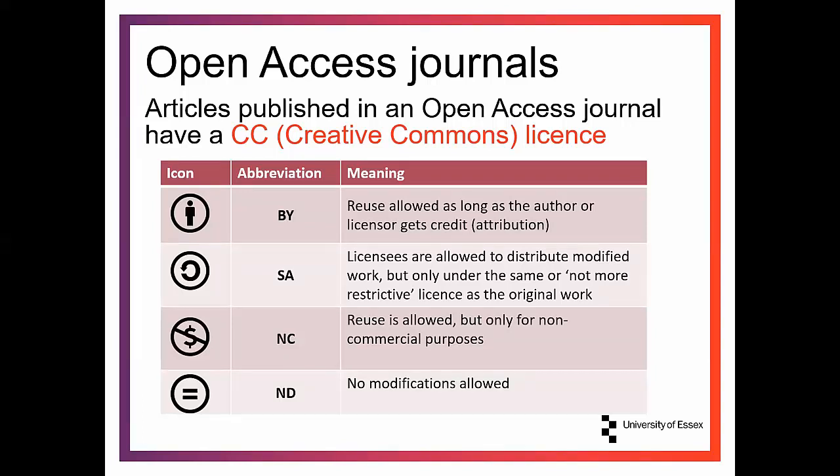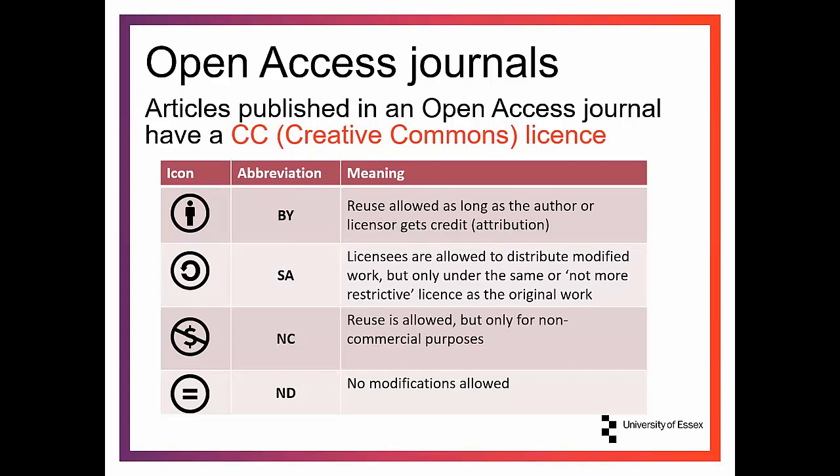Creative Commons licenses, or CC licenses, are built of a combination of these four elements, and these elements can be combined in different ways. The BY element, known as attribution, allows reuse of work as long as the author or licensor gets credit. The SA element, which stands for share alike, means modified versions of the work can be distributed, but only under the same or not more restrictive license as the original work. The NC element, which stands for non-commercial, means reuse is only allowed for non-commercial purposes, so no one can make money from reusing the work.